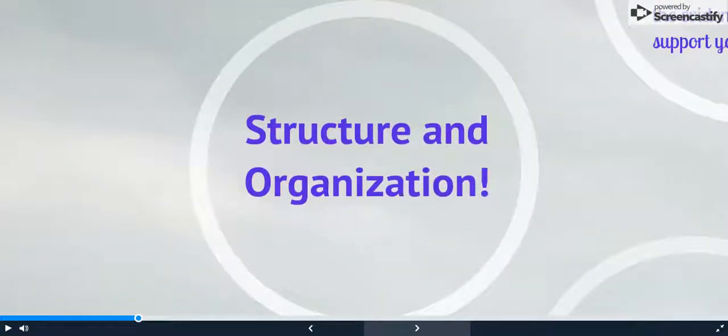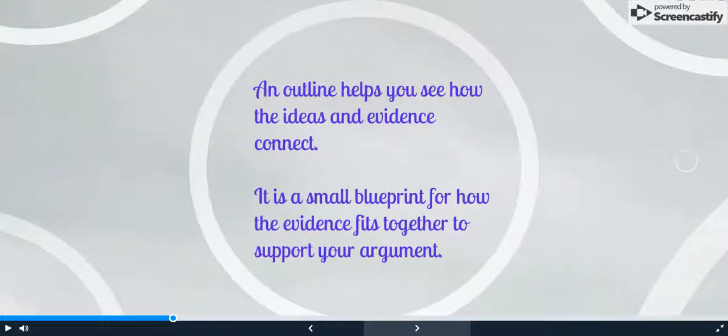It provides a lot of structure and organization. An outline can help you see how the ideas and evidence connect.